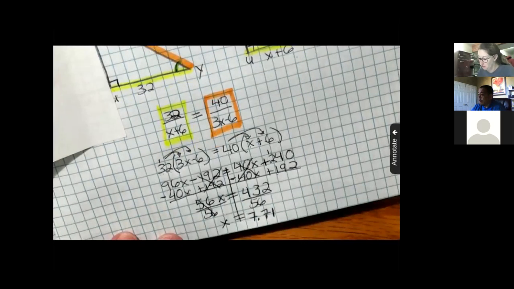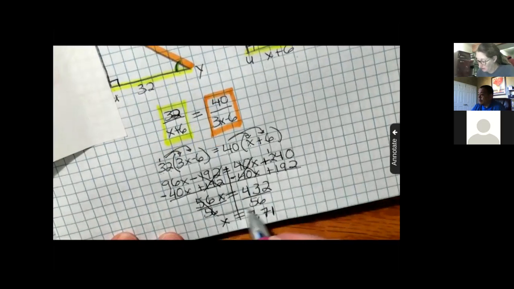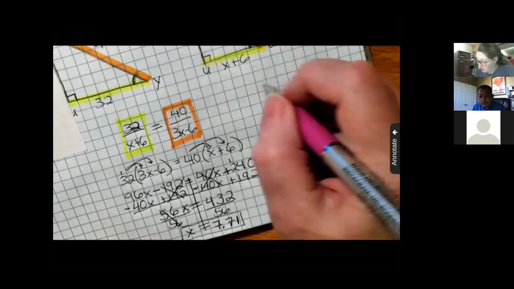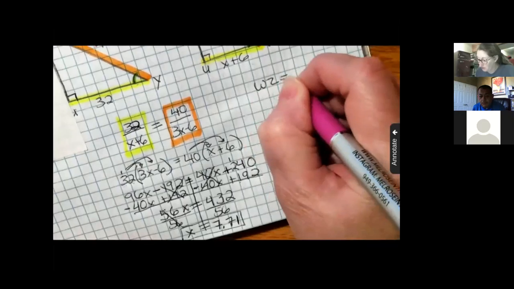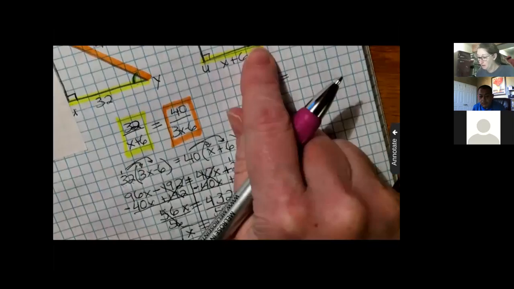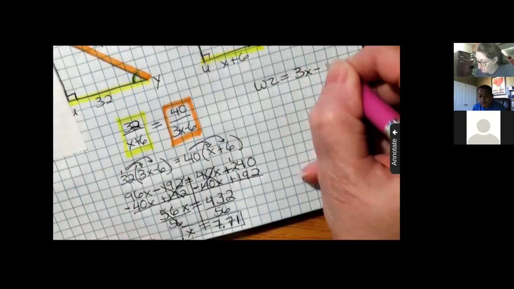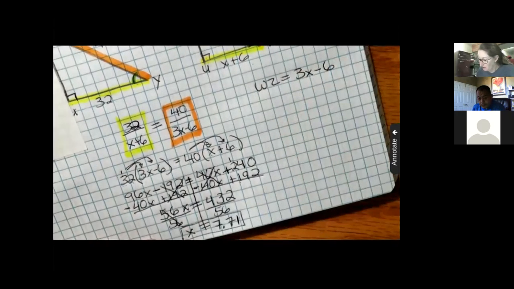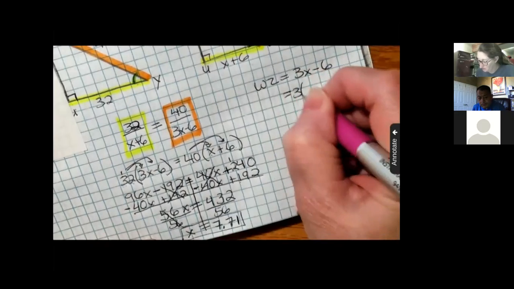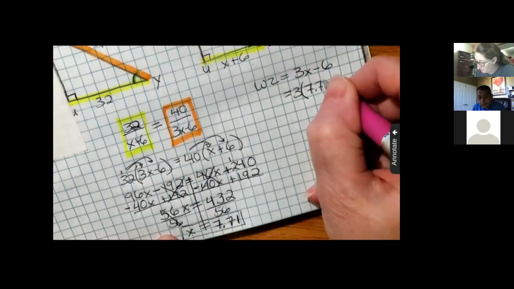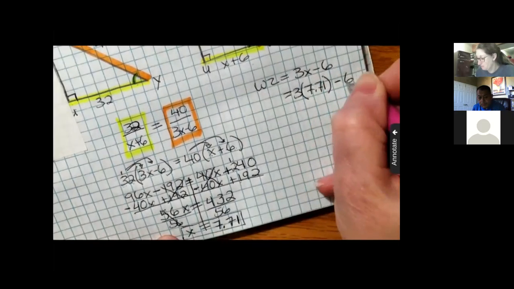Okay, so there's the first part. We need this to reference. We're still not done. We now need to plug it in. So we're going to come over here and we need WZ first. And WZ, okay, is this one. And that's 3x minus 6. So then I got to plug in for x, which is 7.71, minus 6.